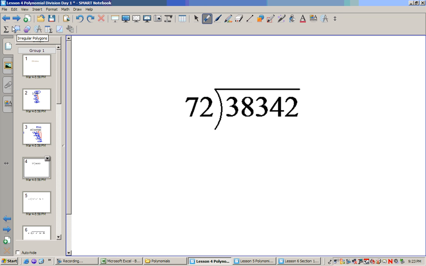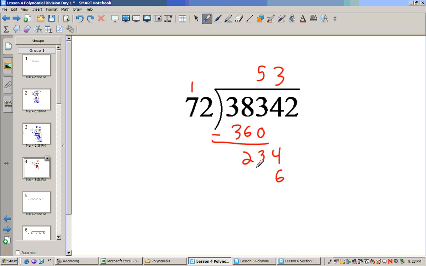Alright. Now try this one on your own. See how well you do. 72 goes in. I'm going to guess 5 times. And so when I multiply it out, I get 360. When I subtract down, I'll get 23 and drop down the next 4. 72 goes into 234 3 times.